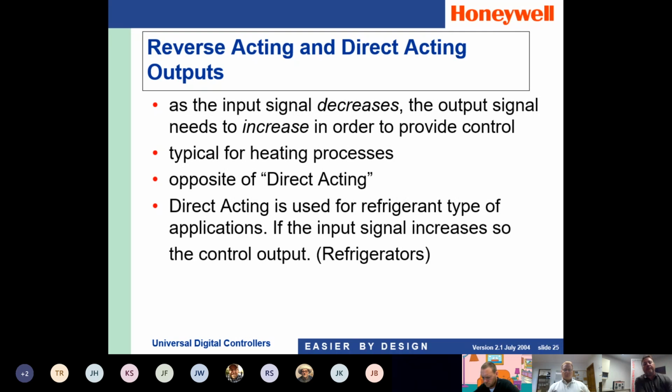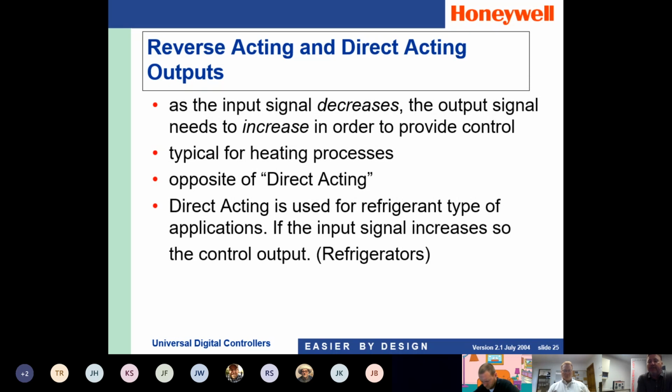Typically, reverse acting is always used in heating processes. Now, the opposite of that is direct acting. Direct acting is always used in cooling type systems. So in this case, it's just the inverse that happens.